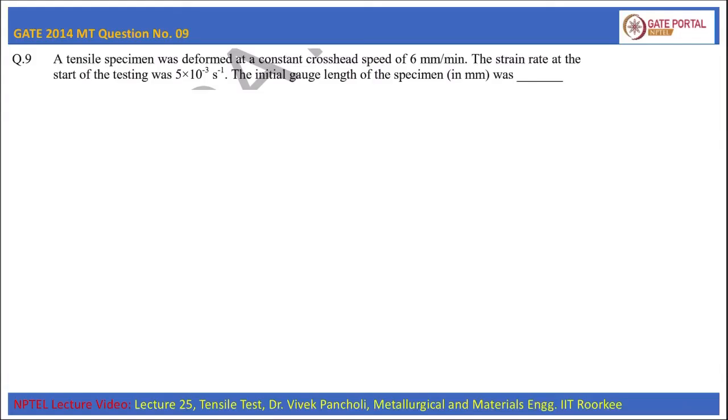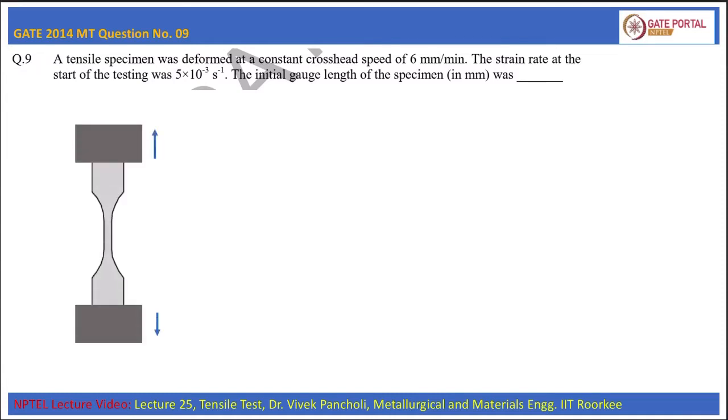This is question number 9 of GATE 2014 Metallurgical Engineering. The question states that a tensile specimen was deformed at a constant crosshead speed of 6 mm per minute. The strain rate at the start of the testing was 5 × 10^-3 second inverse. The initial gauge length of the specimen in millimeter was. Now let us solve this question.